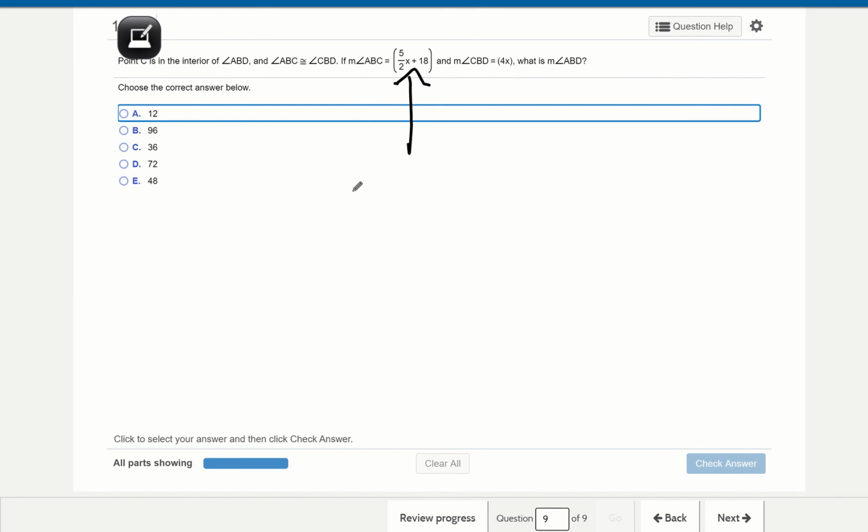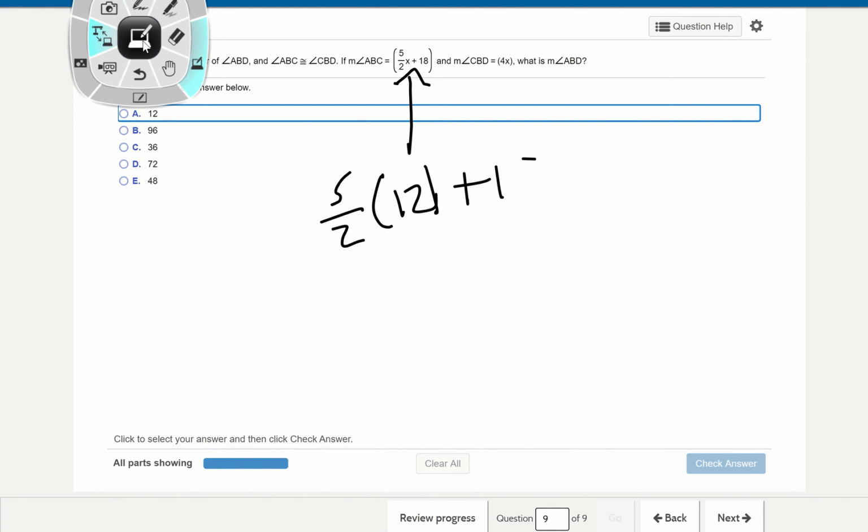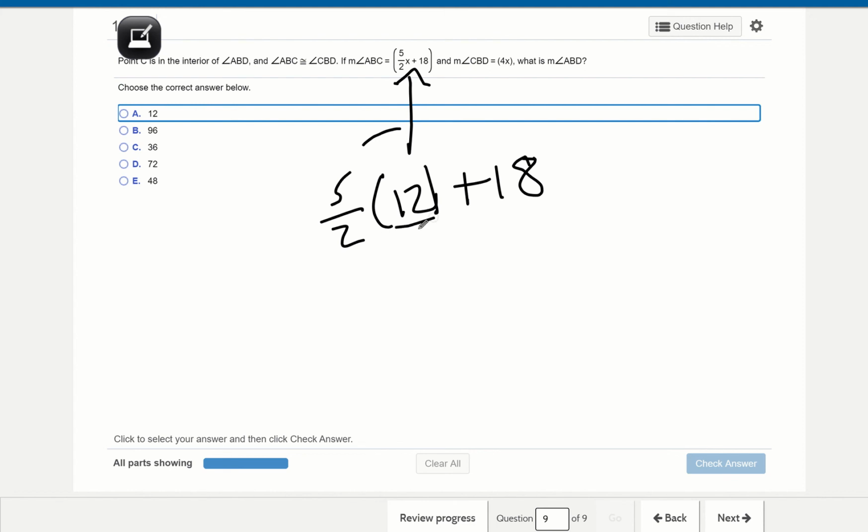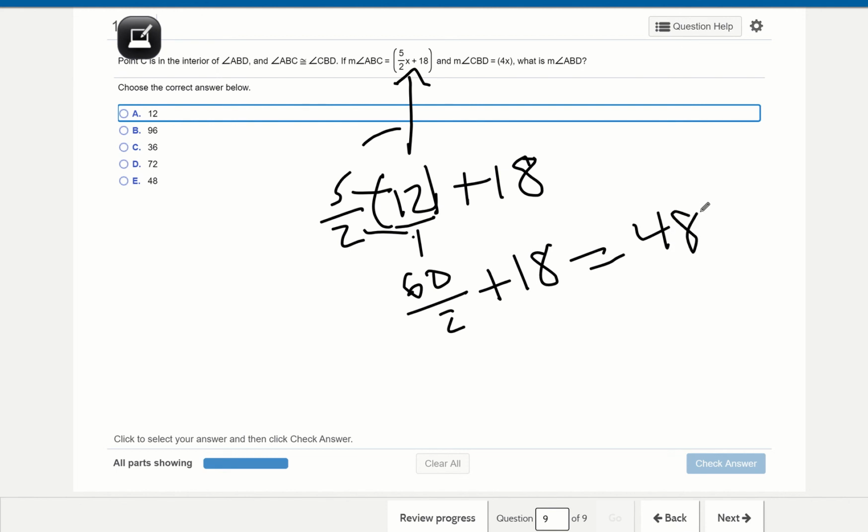So let's plug it into here. x is 12. Okay, so this is going to be 18. And then to multiply this, remember 12 over 1. And then 5 times, multiply straight across. 5 times 12 is 60. And then 2 times 1 is 2. 60 divided by 2 is 30. 30 plus 18 is 48. Okay? So that means they're both 48.